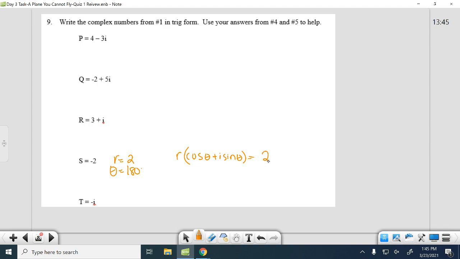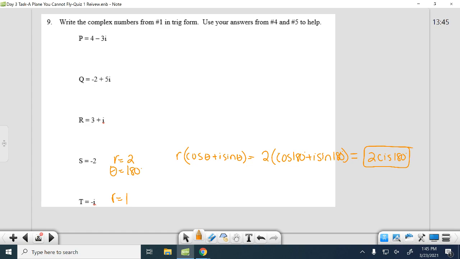So I'll have 2 multiplied by cosine of 180 plus i sine of 180 degrees. Or if you like to abbreviate, 2 cis 180 degrees. Love each of those. In examples 4 and 5, when we had to do the point for t, we got the r value to be 1.